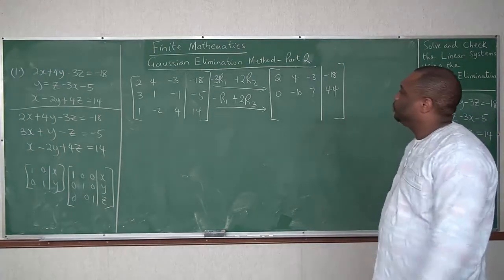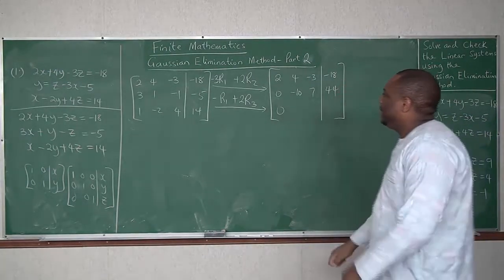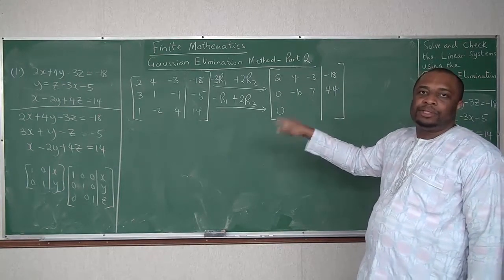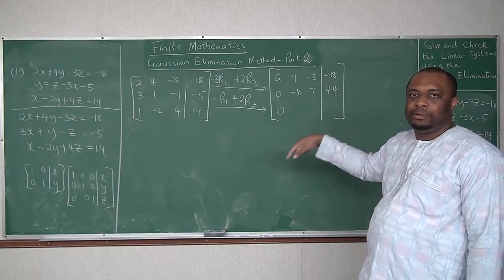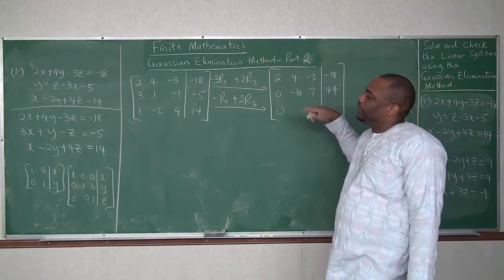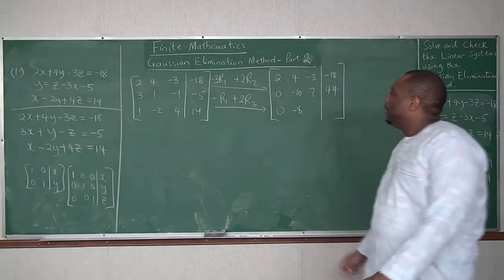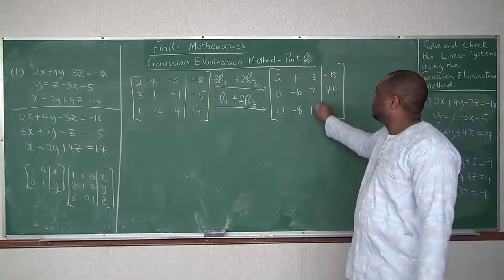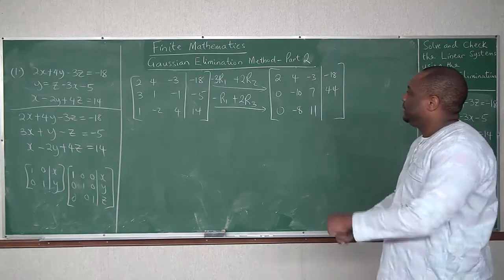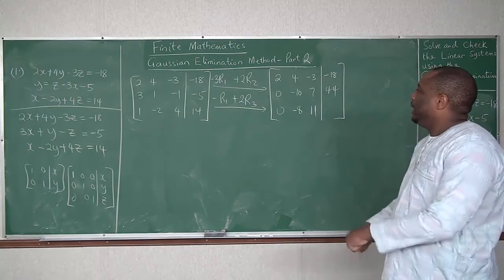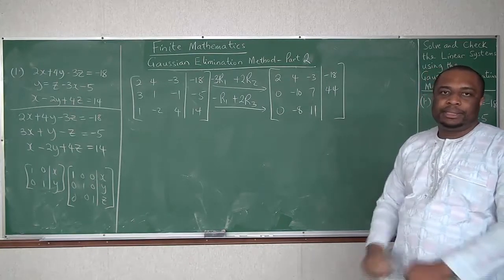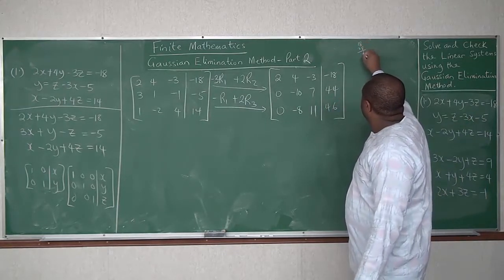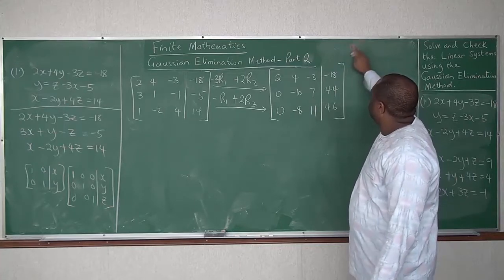Row 3, negative 2 plus 2 is 0. Negative 4 plus negative 4. So negative 4 minus 4 is what? Negative 4 plus negative 4 is negative 8. Negative 3 is 3. 3 plus 8 is 11. Negative 18 is 18. 18 plus 28 is 46. Okay? 18, 28, 46. Just to make sure.